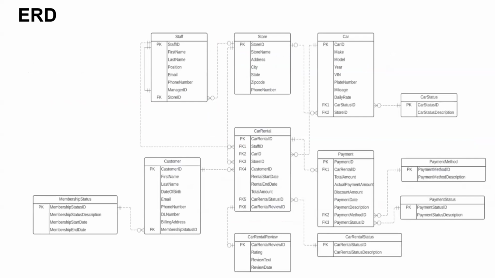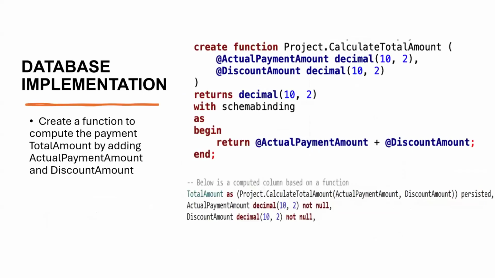How do those fields work? Some customers might get coupons for their car rental, and the coupon will be regarded as a discount amount. For example, he has a $20 coupon, and then his actual payment for that car rental is $180. So the total amount will be $200. However, in our database, we don't have to manually calculate the total amount each time by adding the actual payment amount and the discount amount. It's a computed column in this table.